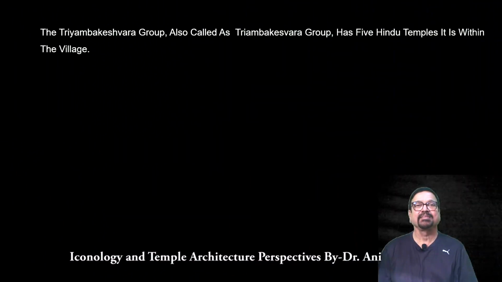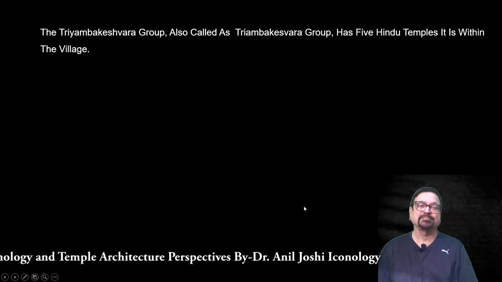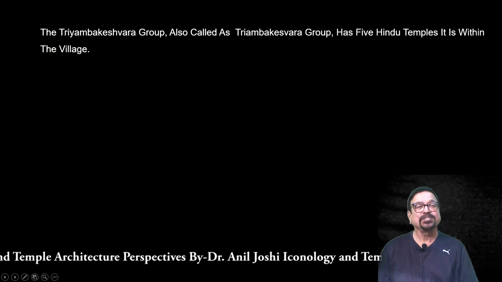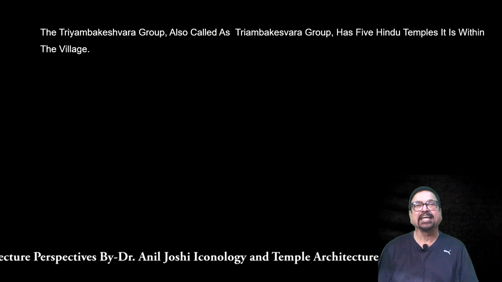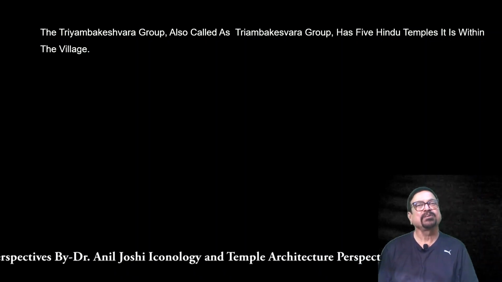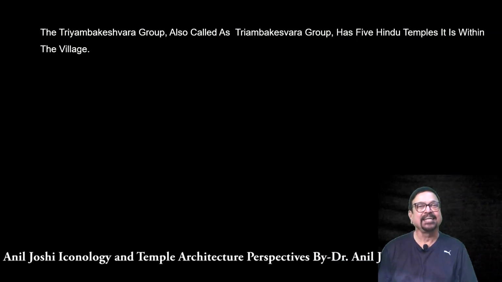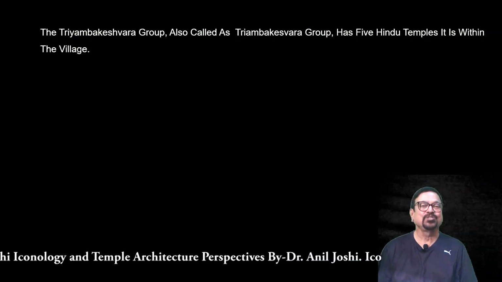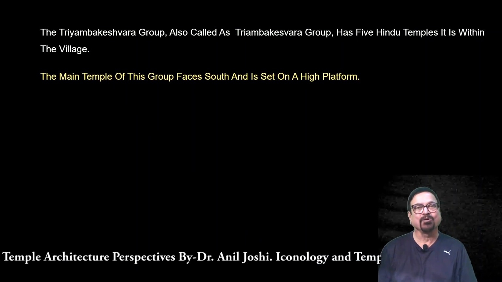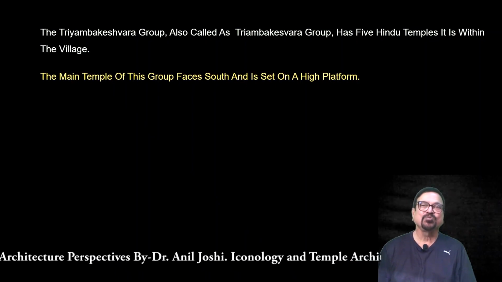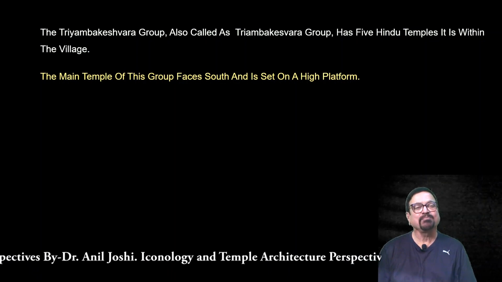Coming to certain theoretical aspects or certain logic behind. The Trambakeshwar group is also called the Trambakeshwara group of temples or complexes, and has 5 Hindu temples in it. It is within the village, so you can see a lot of village people moving around the temple complexes. The main temple of this group faces south and has a set of platforms.